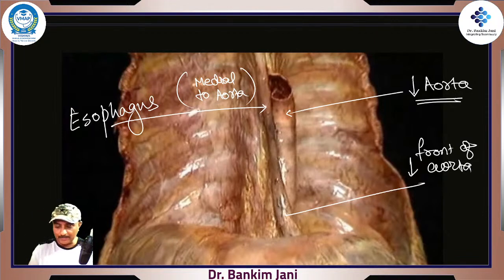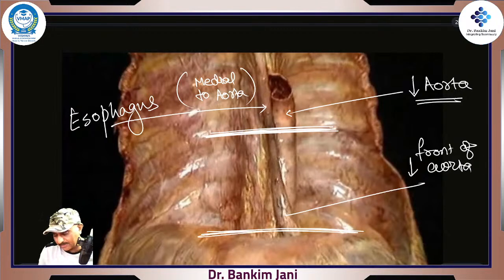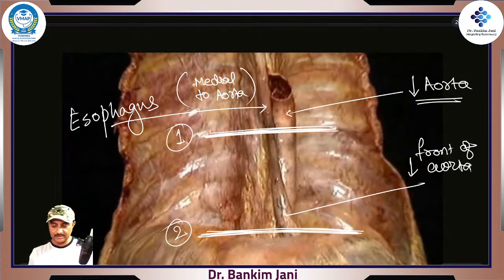So I hope I'm clear that when you take a section at this level and a section at this level, what would be the relative positions of the esophagus and aorta, as compared to slice number 1 and slice number 2, which is near the diaphragm. Near the diaphragm, the esophagus will be in front. It is coming in front of the aorta. We are watching this patient, this gentleman, from the front.